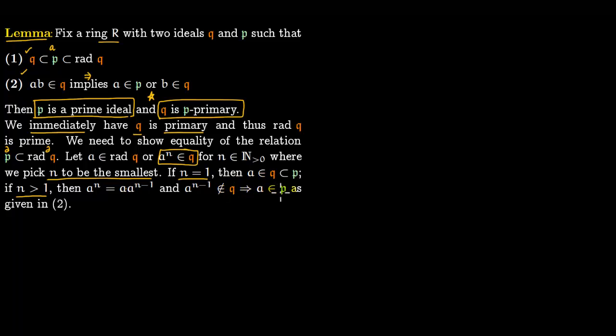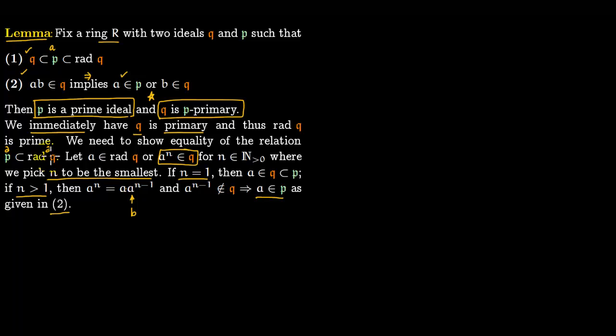Now that would imply that A lies in P precisely because of 2. So instead of A times B, we have A times A to the n minus 1. So one of them has to hold. Either this portion has to hold or this portion has to hold. So we are saying that this B we are writing as A to the n minus 1. This is not in Q. So it has to be the case the first one holds. So that is A is in P, as in 2. So you're just setting B as this element here, A to the n minus 1, and using this statement which gives you A is in P. And that's what we wanted to show.